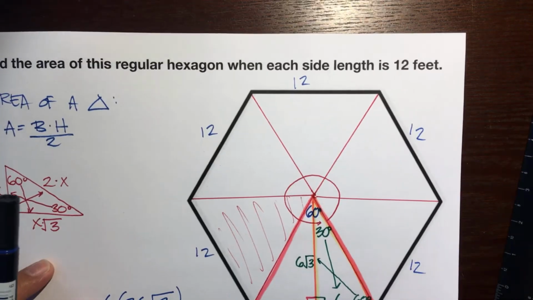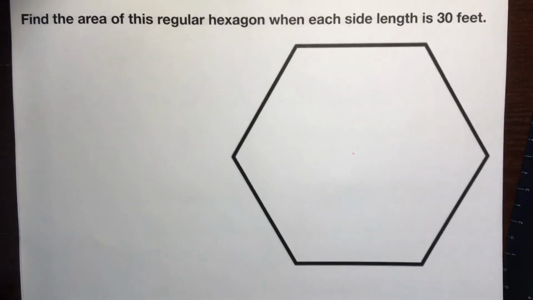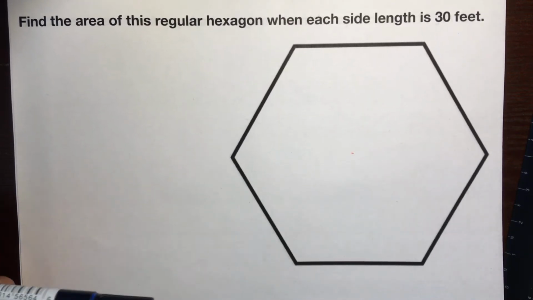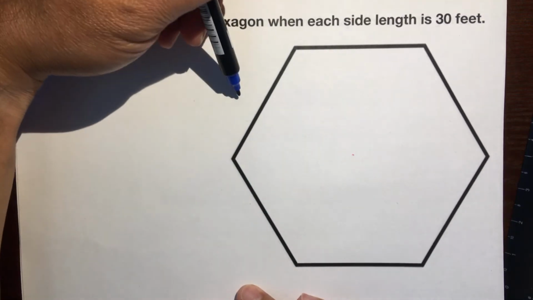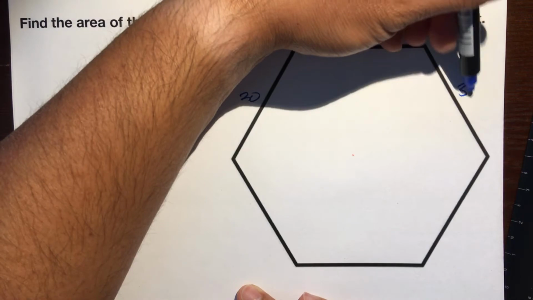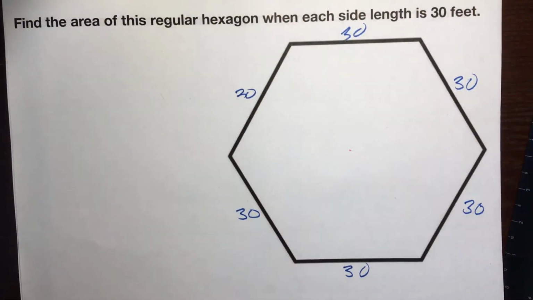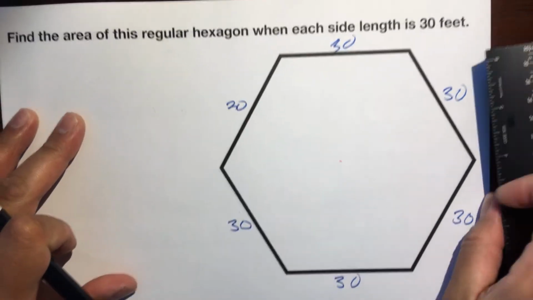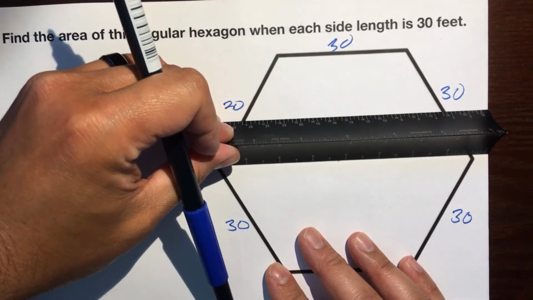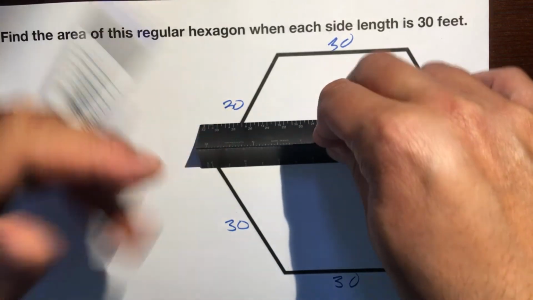So let's do another one. And try this one on your own. Press pause and try it on your own, and then press play and see if you have the same answer as I do. So every side is 30 feet. So I'm going to put a 30, 30, 30, 30, 30, and 30, and I'm going to split this up into 6 congruent triangles with my ruler.